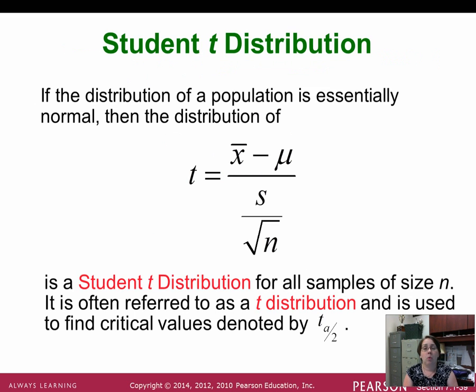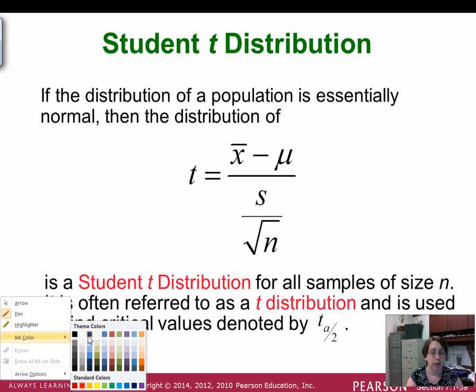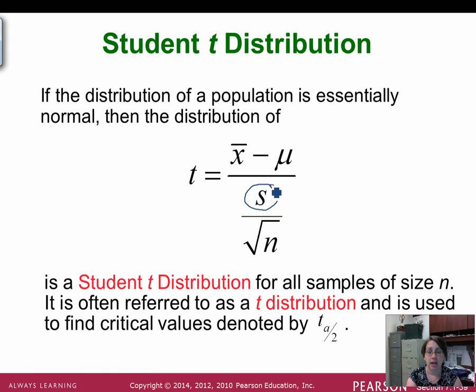Let's talk about t. t is called the student t distribution. If the distribution of a population is essentially normal, then the distribution of t, equal to what you see there, is a student t distribution. I want you to look at this formula. It is very, very similar to the z formula we used. The only difference is that we're using s instead of sigma. We haven't used s before for z. When sigma is unknown, we use s, the sample standard deviation.